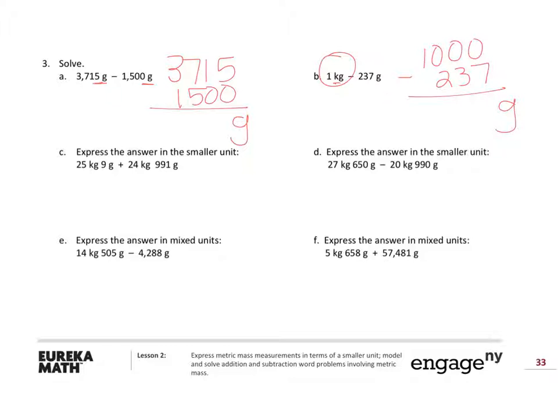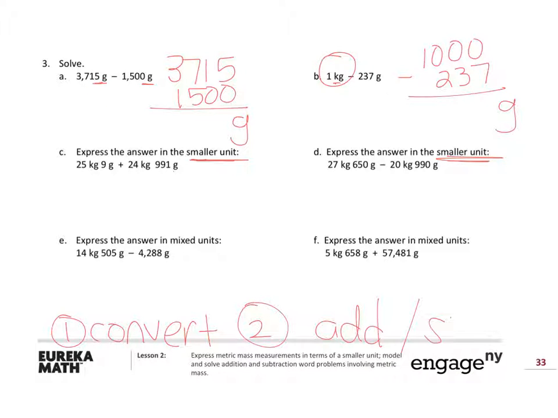For part C and D, it says we're going to convert, but we want to use the smaller unit, and grams are smaller. So our answers are always going to be in grams for C and D. I'm going to go ahead and do C, and you'll do D, which is subtraction. So for these types of problems, step 1 is going to be to convert or change, and step 2 is going to be to either add or subtract, depending on the math problem. Okay, so we really have to pay attention to those things.